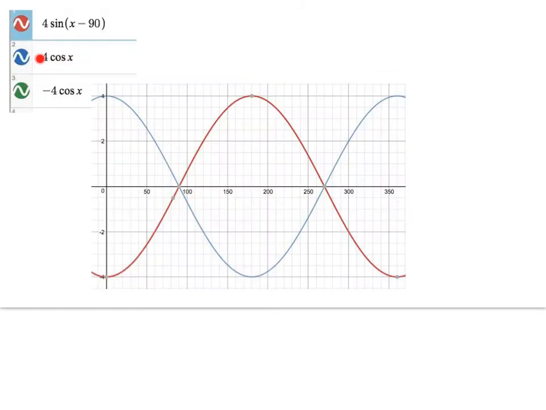Here we have 4 cosine x, which is in blue, and negative 4 cosine x, which is actually this graph. These two graphs are equal. They're laying on top of each other, so you can't tell the difference. But negative 4 cosine x and 4 sine x minus pi over 2 are the same thing. This one is a reflection over the x-axis.